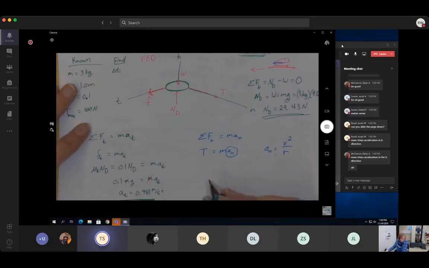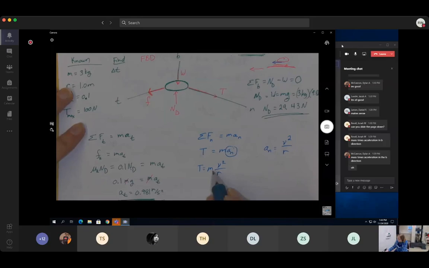All right, so that means that our tension is equal to mass times velocity squared divided by our radius. We know mass and we know radius, so that's 3 kilograms times velocity squared over 1 meter, or 3 v squared. So our tension will be changing as we gain velocity due to our tangential acceleration that's coming from friction.